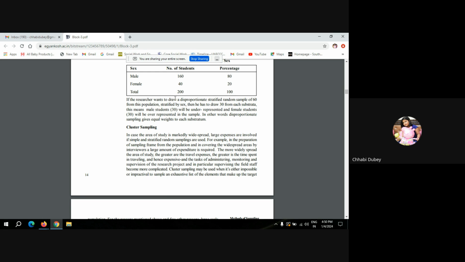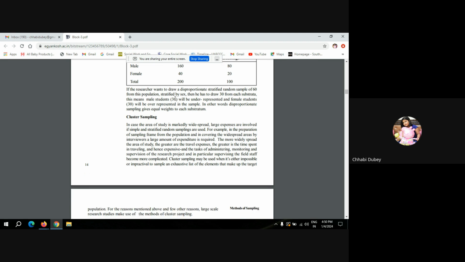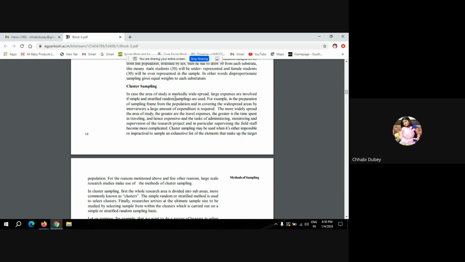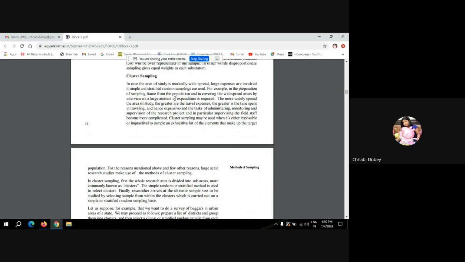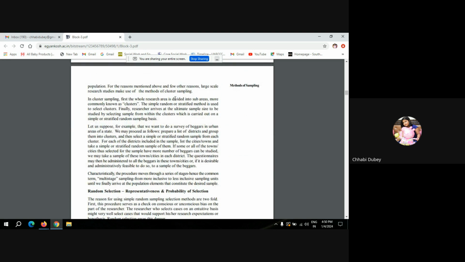Cluster sampling may be used when it is impossible to sample an exhaustive list of the cases that make up the target population. What happens in cluster sampling is that the whole research area is divided into sub areas which are known as clusters, and the simple random or stratified method is used to select the clusters. Finally, the researcher will arrive at the ultimate sample size to be studied by selecting the sample from within the clusters, which is carried out on a simple or a stratified random sampling basis.